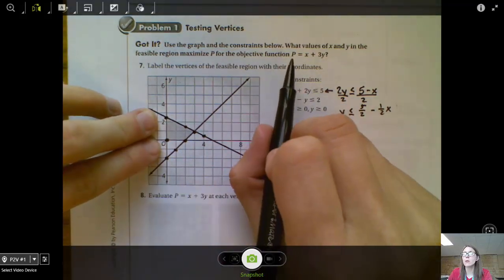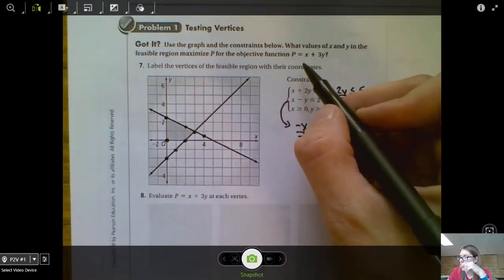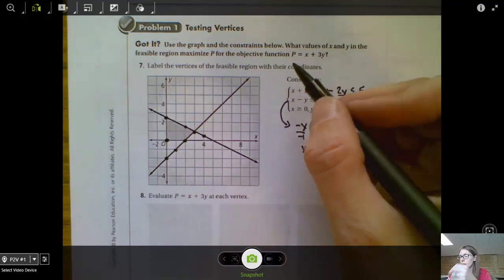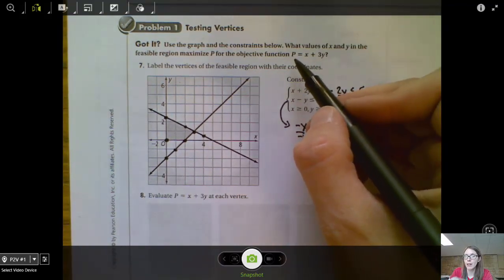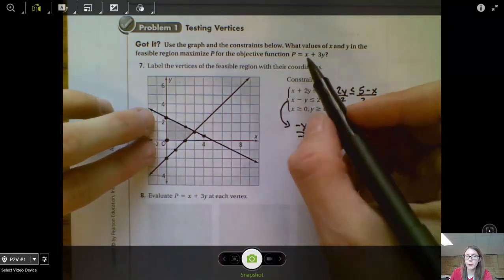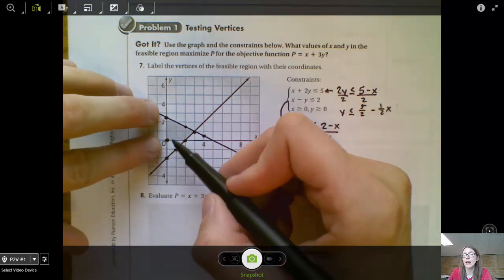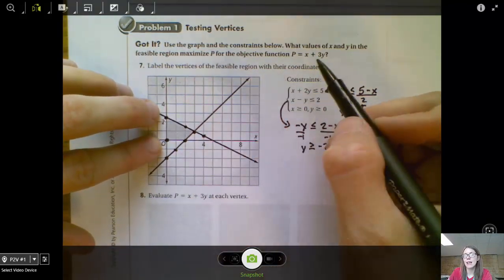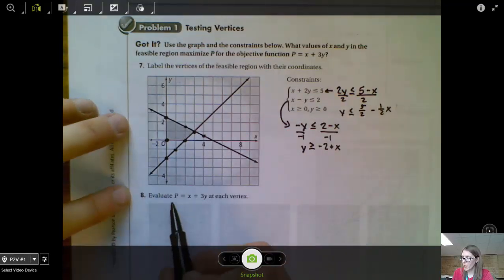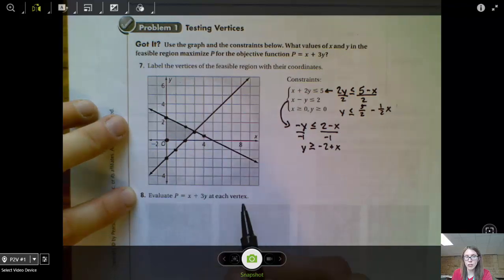Now this p equals x plus 3y, it's called our objective function. Maybe it's looking at profit of a situation. The profit of whatever is found by taking x plus 3y. So if we're thinking of our maximum profit here, we'd plug each x and y value for our vertex into this equation. That's what we're going to do here. So number 8, evaluate p equals x plus 3y at each vertex.